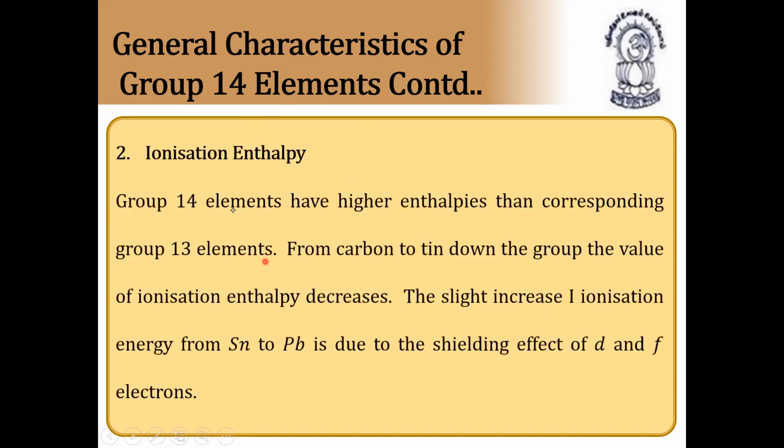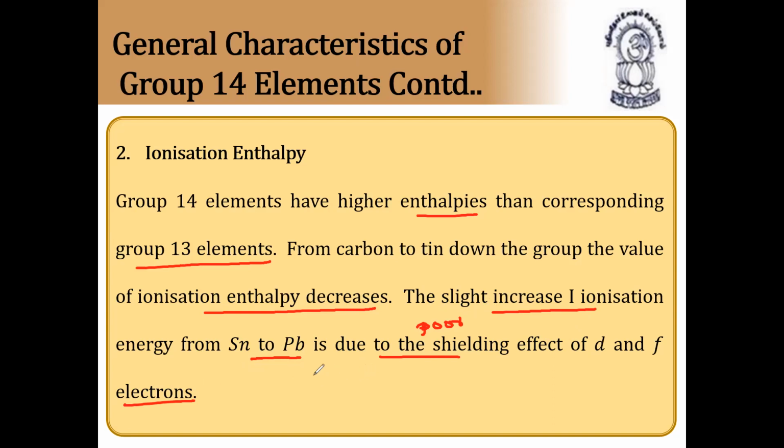First point done. Second point, ionization enthalpy. It is very interesting to see ionization enthalpy here. Group 14 elements have higher ionization enthalpies than corresponding group 13 elements. From carbon to tin down the group, the value of ionization enthalpy decreases because of the increase in atomic number. The slight increase in first ionization enthalpy from tin to lead is due to the poor shielding effect of d and f electrons in lead. So that's why the order changes like this.